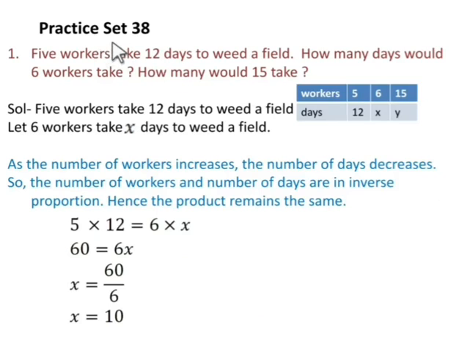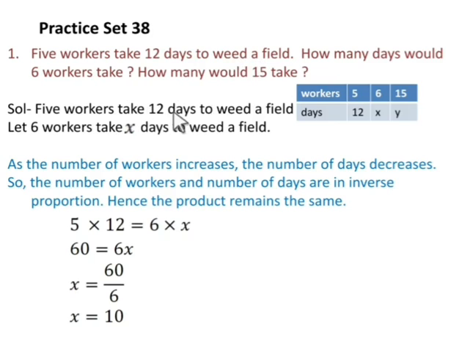Now practice set 38, example number 1. 5 workers take 12 days to weed a field. How many days would 6 workers take? How many would 15 take? First we will see the given part. That is 5 workers take 12 days to weed a field. That is, the number of days required by 5 workers is given. You have to find the number of days required by 6 workers, also for 15 workers to weed the same field.